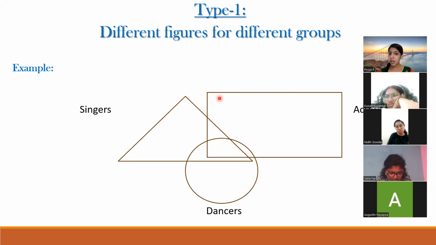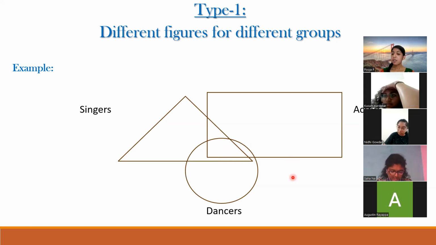So what about this area where rectangle and triangle, only these two meet? They are the group of actors and singers. What about rectangle and circle? Group of actors and dancers. And how about circle and triangle? Group of singers and dancers. And what about this area, the common joining area of all the three? Group of actors, singers, as well as dancers. Okay, they belong to all the three.